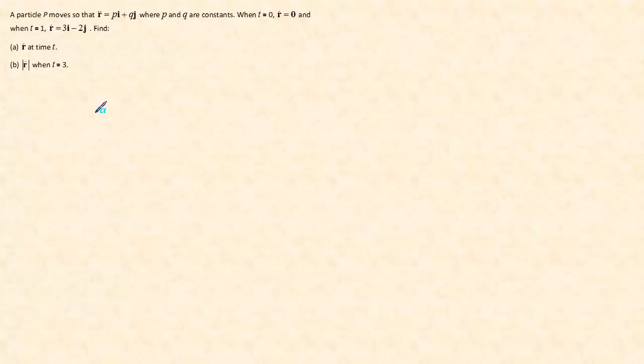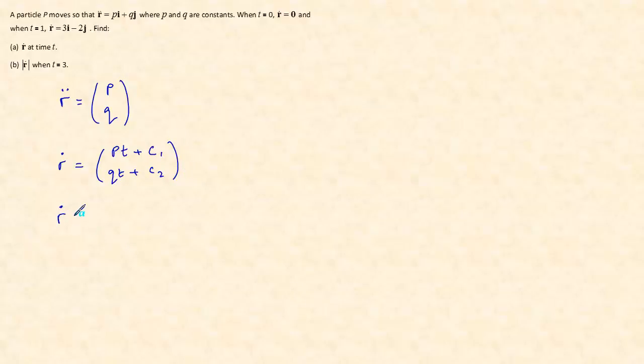So we have r double dot is equal to (p, q). Now these are both constants. To get r dot, we're going to integrate. So that's going to be pt plus a constant and qt plus a constant.